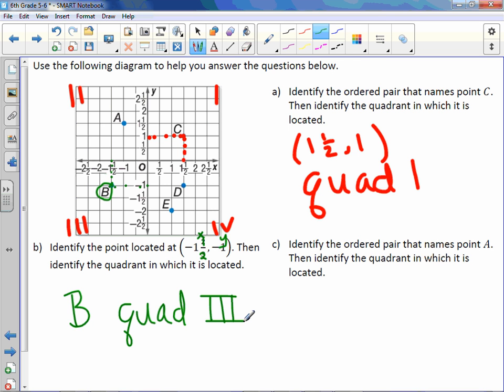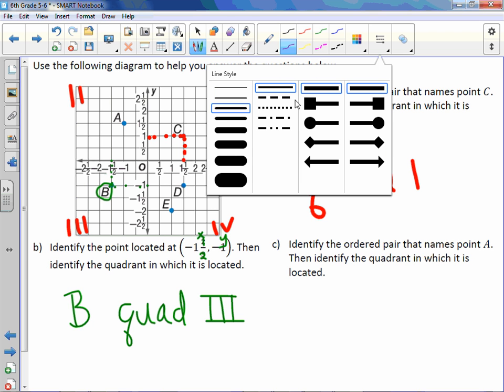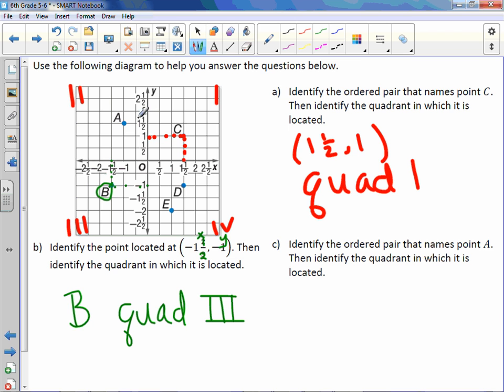Letter C. Identify the ordered pair that names point A. So here's A. Make this a little thicker again. Here's A. We want to know its x value, so let's go down to the x line. Looks like -1. And we want to know its y value, so go to the y line. Looks like 1 and 1/2. And this is in quadrant 2.